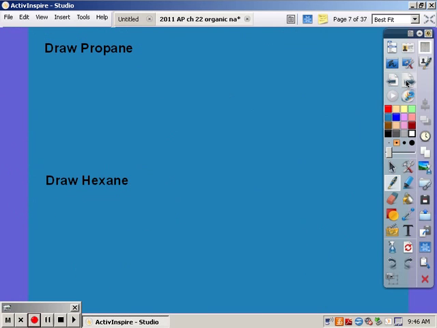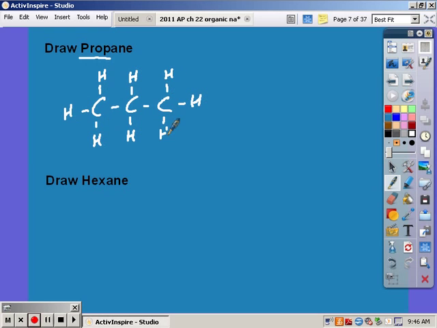If you're drawing propane, first you need to figure out how many carbons you have. Prop is 3, so you draw your carbon chain of 3. Then just fill in hydrogens. Each carbon can contain 4 bonds because it can only hold 8 electrons. So that one can hold 3 because now it has 4 bonds. The middle one can hold 2, and the end one can hold 3.